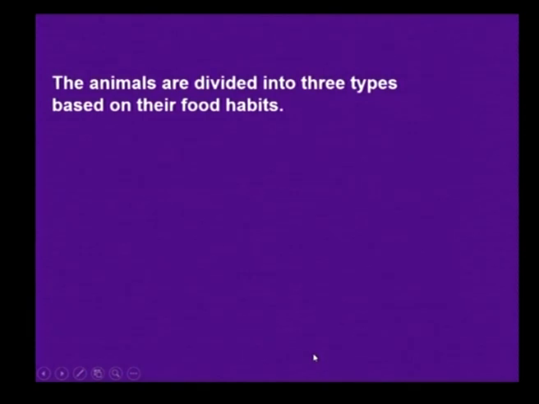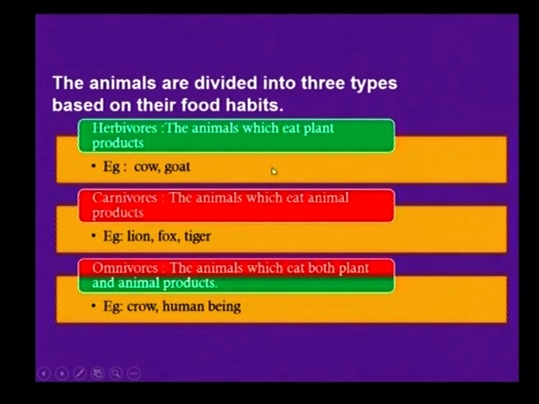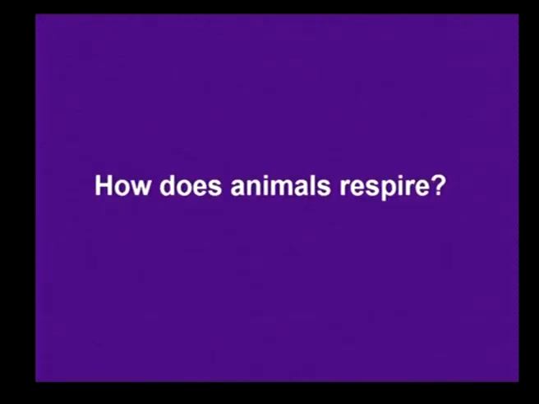So depending upon the food habits, the animals are divided into three types. They are herbivores, the animals which eat plant products like seeds, leaves, stems, etc. Examples are cows and goats. Carnivores are the animals which eat animal products. Examples: lion, fox, tiger. Omnivores are the animals which eat both plant and animal products. Examples: crow, human being.